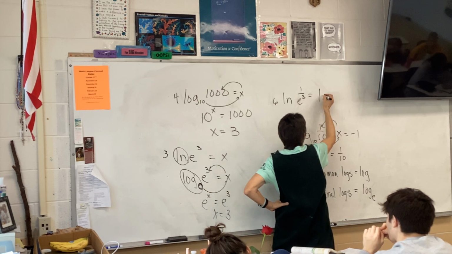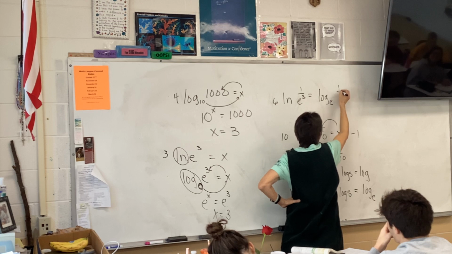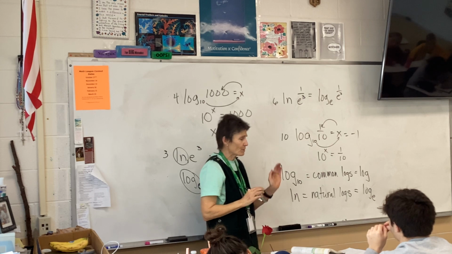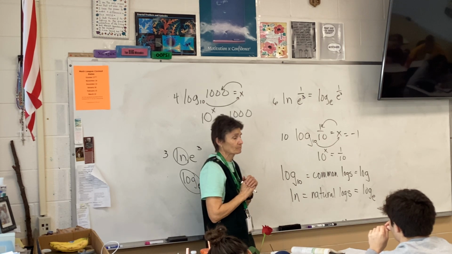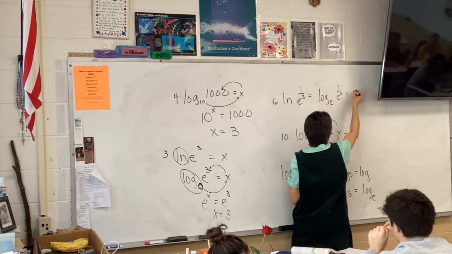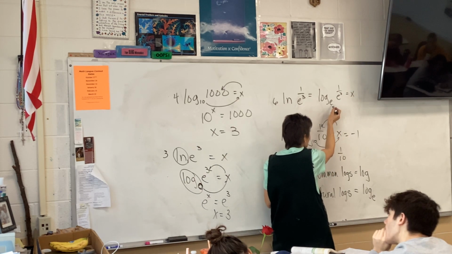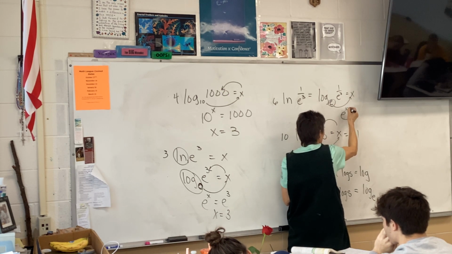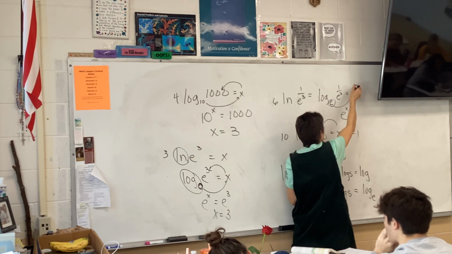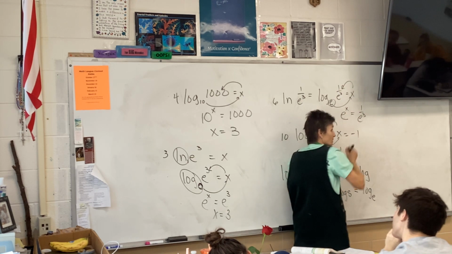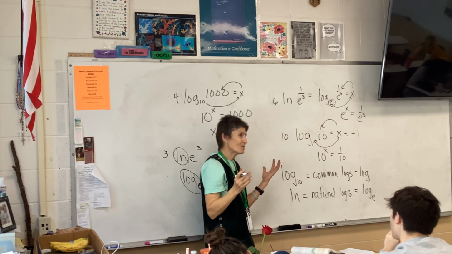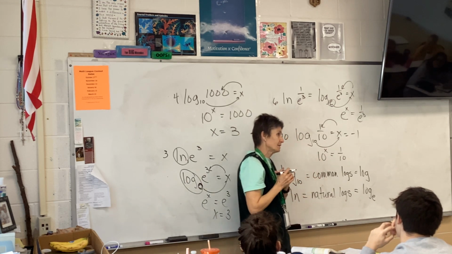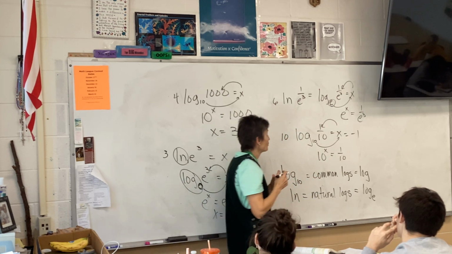Rewrite the problem as log base e of 1 over e cubed. Okay, we're going to rewrite our ln's until we get used to it. We're going to rewrite our ln's as log base e. Now, what does that equal? All right, here we go. Start right here. e to the x equals 1 over e cubed. Okay, you know this. What power do you raise it to get 1 over e cubed? -3. So your answer is -3.